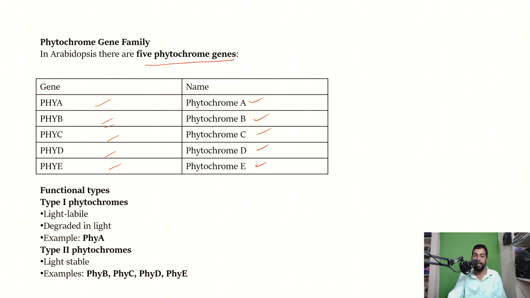Functional types. Type 1 phytochromes are light labile. They degrade in light. An example is phytochrome A. The type 2 phytochromes are stable in light. They are phytochrome B, C, D, E. So remember it: type 1 is degraded due to light, type 2 is stable in light.